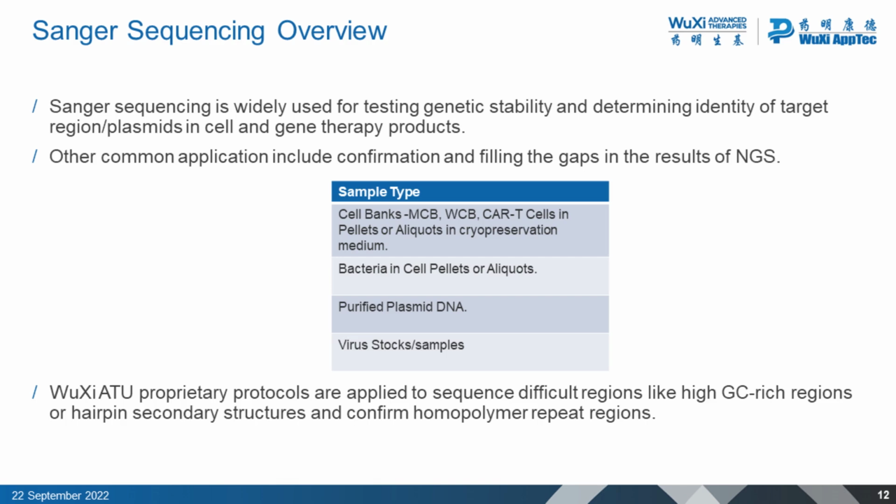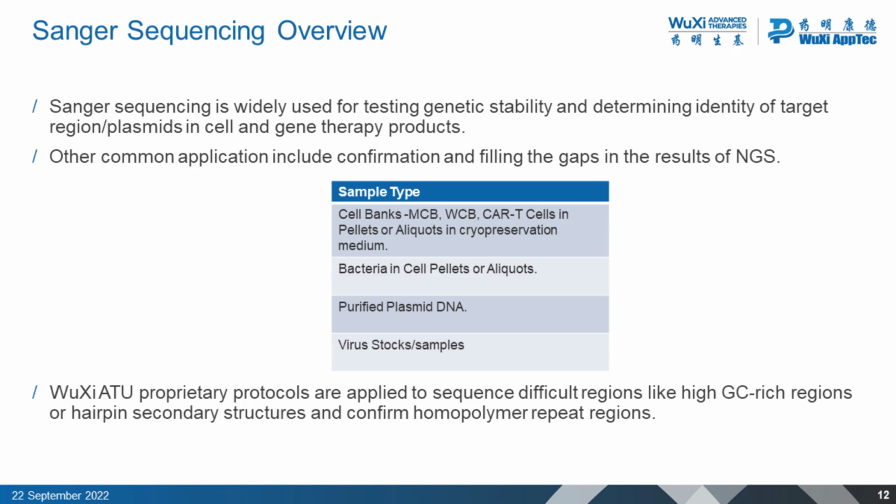Other common applications of Sanger sequencing also include the confirmation and filling of gaps in the results of next generation sequencing. The sample types that we accept are varied. They can be cell banks, frozen cell pellets, bacteria in cell pellets or aliquots, purified plasmid DNA, and/or virus seed stocks and samples.